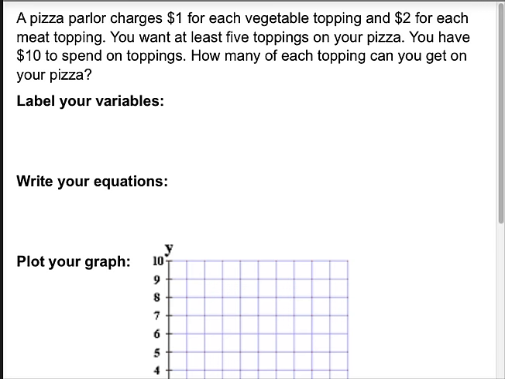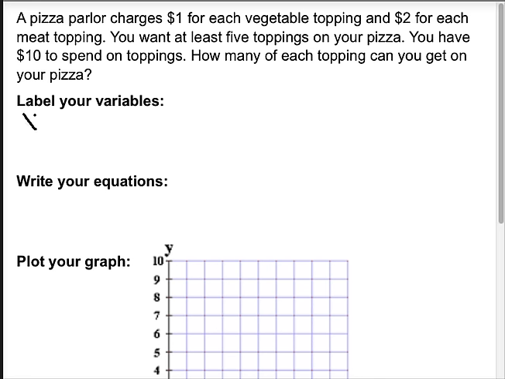Finally, let's end with a word problem, and then we'll be on our way. You can do your summary. So a pizza parlor charges $1 for vegetable toppings and $2 for each meat topping. You want at least 5 toppings on your pizza. You have $10 to spend on toppings. How many of each can you get?